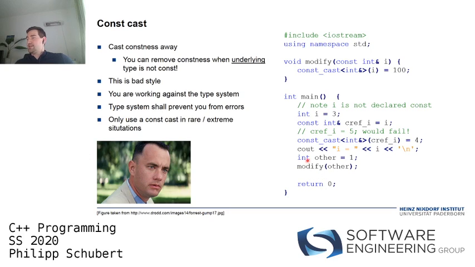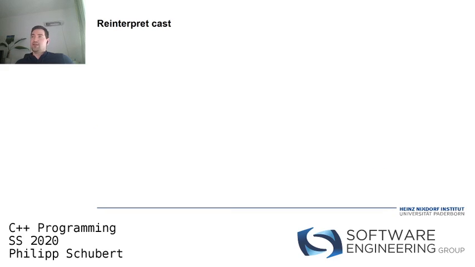Also, let's have another non-constant integer, which we initialize to 1. Let us call the modify function. And it will write through that const ref here by using the const cast. And after that function call has been evaluated here, the other variable will contain the value of 100. That's the idea. Okay, please don't do it.